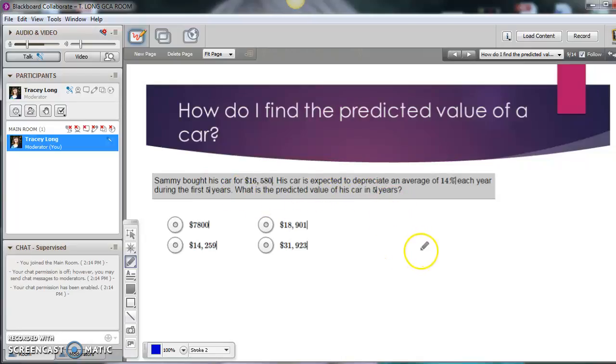All right, so first we have to look at the formula. The formula for this is the predicted value, or what we're looking for, is equal to the purchase price of the car, or the purchase value for V, times 1 minus the rate of depreciation raised to the y power, where y is the number of years. So here, our purchase price is 16,580. So that's going to be V. So I'm going to plug that in for V.